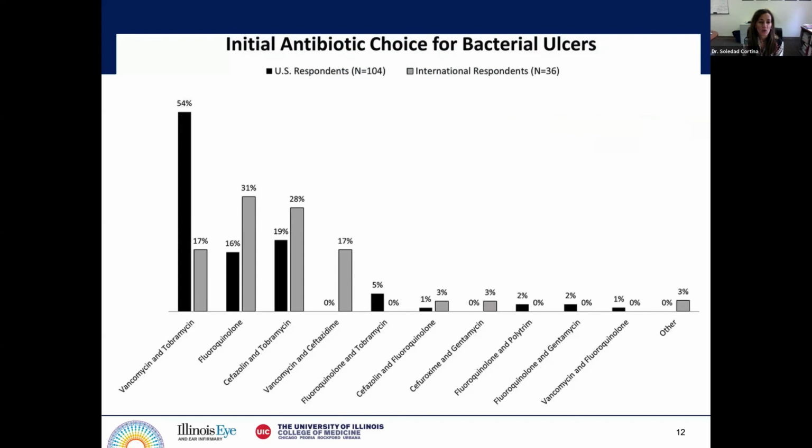These graphs give us an idea of the initial antibiotic choice for bacterial ulcers in the US and in international areas. This was done by a survey, and we see that largely in the US for severe ulcers, vancomycin and tobramycin is preferred, with 54% of corneal specialists using these antibiotics. Whereas internationally, the first choice would be monotherapy with a fluoroquinolone.